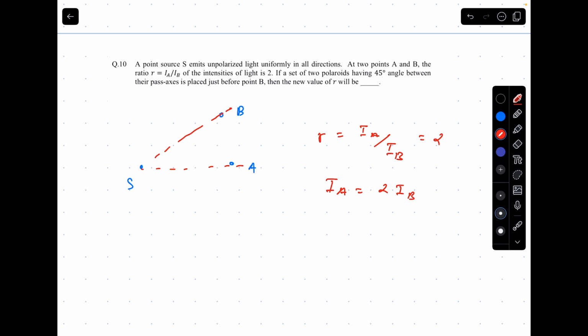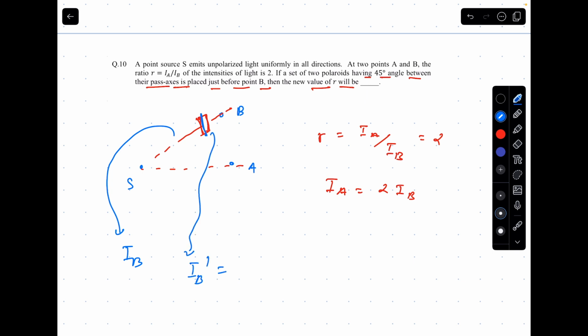This is initially. Now if a set of two polaroids having a 45-degree angle between their pass axes is placed just before the point B, the new value of R will be? Look, I am placing the two polaroids over here. If I place the two polaroids, then what will happen? The first polaroid will give 50% of the intensity. Initially the intensity was IB. After the first polaroid it will be IB dash, which is IB by 2. Then I have placed the next polaroid in front of it, where the intensity will be IB double dash, and the angle of this polaroid with the first polaroid is 45 degrees.